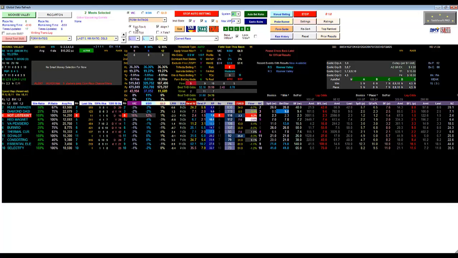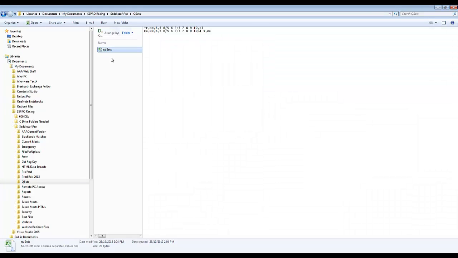Again, we're seeing writing translog, that's an indicator that it's finished processing this event, and we can quickly flop into the back here and have a look at what's happened. And we have here 2 transactions that have happened. One for the trifecta with 5 and 6 for first, 5, 6 and 7 for second, 5, 7, 8, 9, 10 for third.